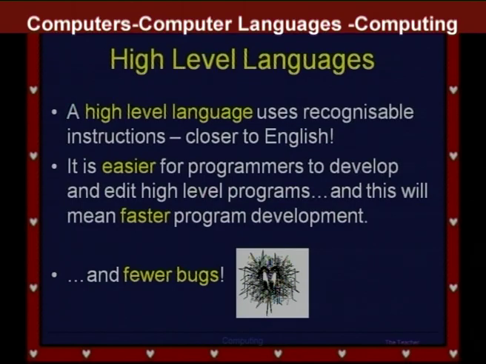High level languages are used to recognize the instructions close to English. It is easy for programmers to edit high level programs, and it makes programming development faster. So you can say high level languages are used to recognize the instructions that are close to English.